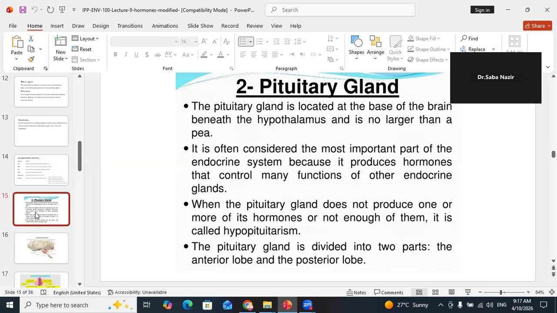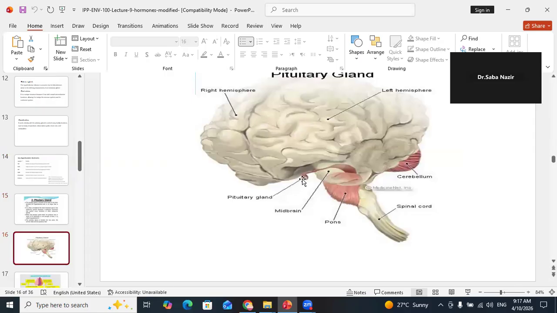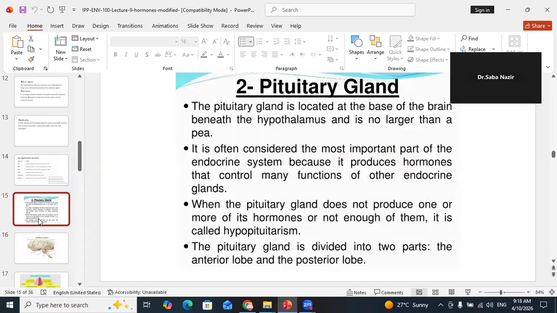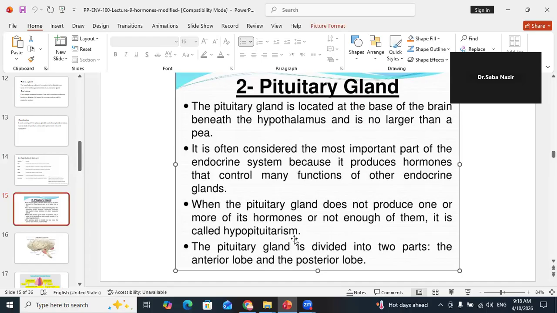The next gland that is part of the syllabus is the pituitary gland. Pituitary gland is located at the base of the brain. If we observe the diagram, here comes the pituitary gland, and above it is the hypothalamus. This pituitary gland is considered a very important gland. It does not only produce one hormone, but if it is not producing enough hormone, this is known as hypopituitarism, like if the hormone concentration is not sufficient.